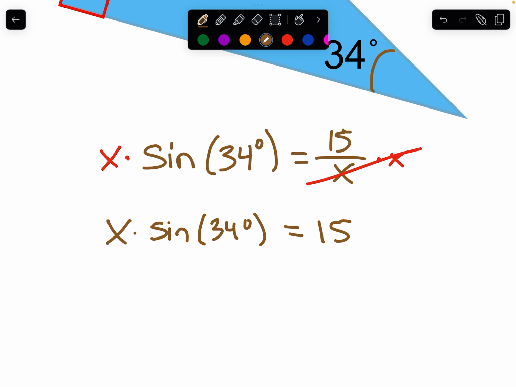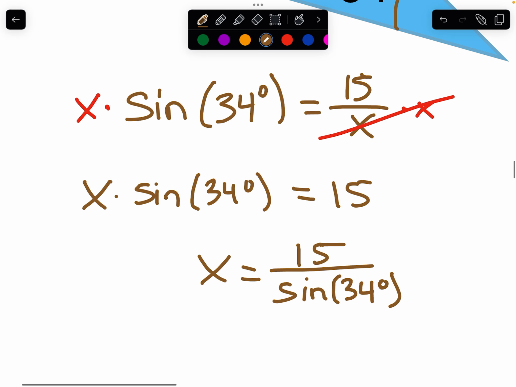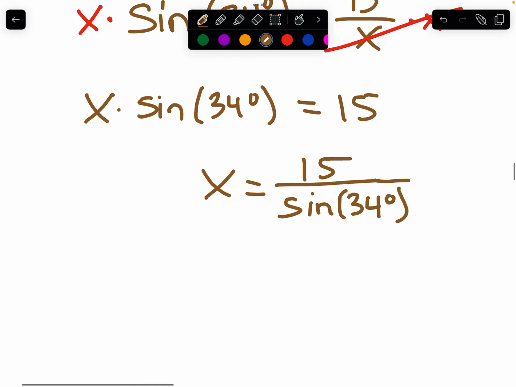Don't let that sine of 34 degrees intimidate you or throw you off your game here. Let's stick to our equation solving principles. Currently, we have x times a number equals 15, because after all, sine of 34 degrees is a number. It's going to be some decimal, but it's still a number. So to finish solving for x, we should divide both sides by that number. And I don't really need to know exactly what sine of 34 degrees is right here. I just have to take 15 and divide by it.